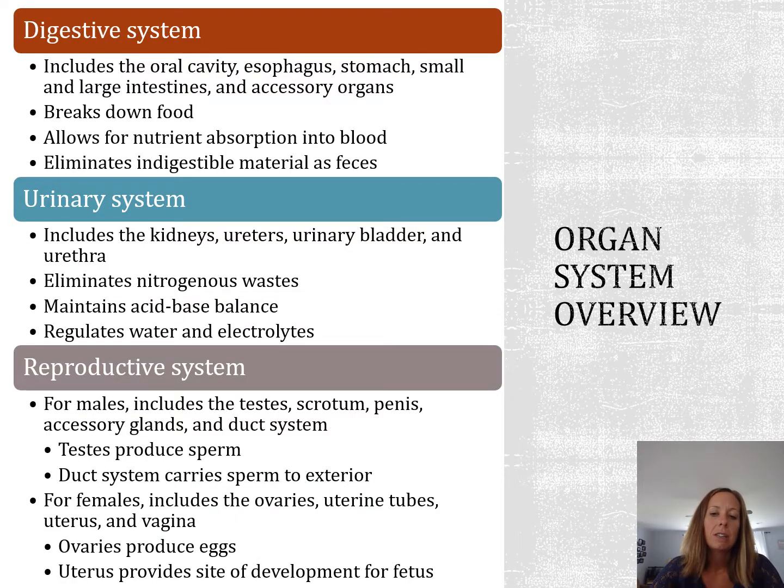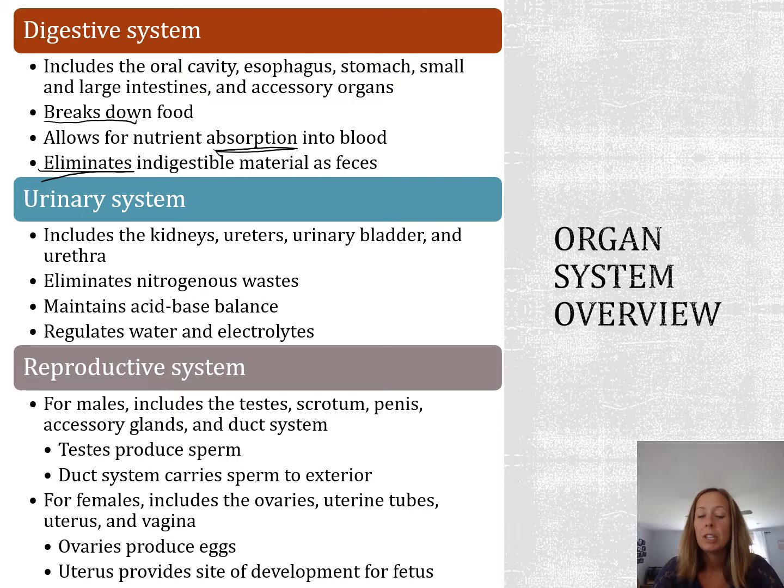Next, digestive, urinary, reproductive. Digestive system, which includes oral cavity, so mouth, esophagus, stomach, small intestine, large intestine, and other accessory organs, right? It breaks down food. It allows for nutrients to be absorbed. So it's going to break down food. It absorbs nutrients into the blood, and it eliminates undigestible food as feces, so it gets rid of waste. So we break down our nutrients, we remove our waste.